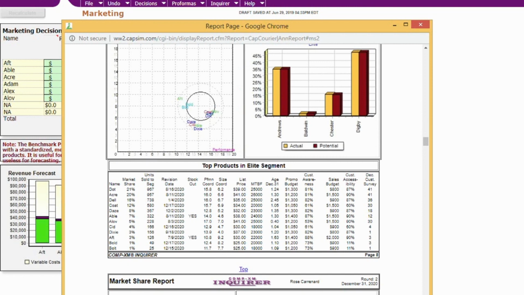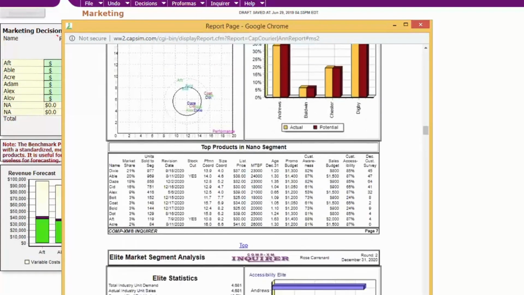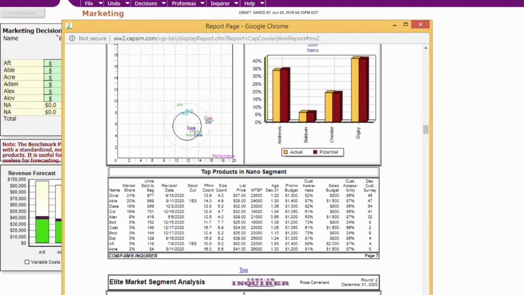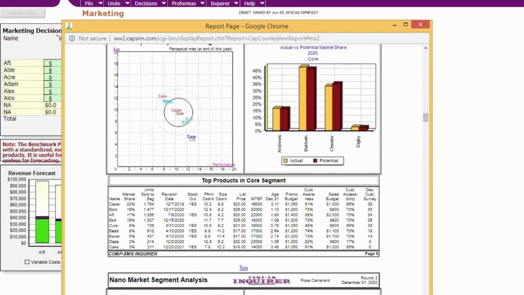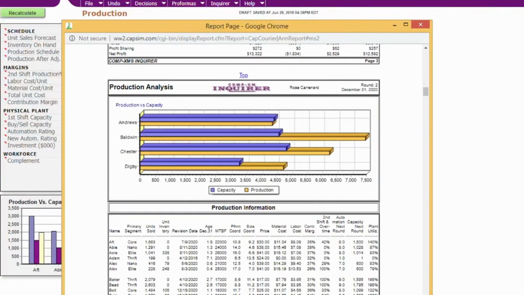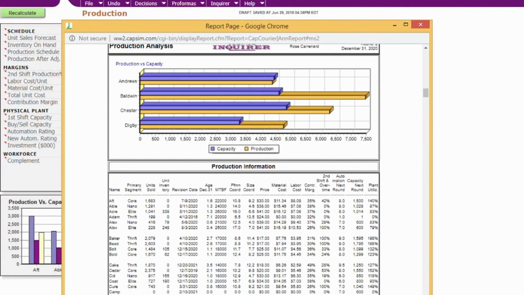For nano and elite, we subject them to frequent revision since customers need newer products in these segments. Our usual concern while making the research and development decision is revision date. We usually prefer not later than September to give products enough time to sell.